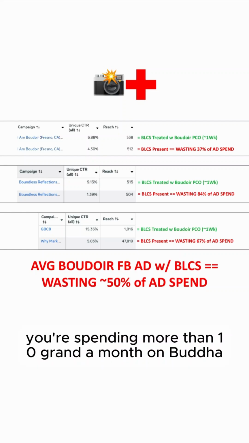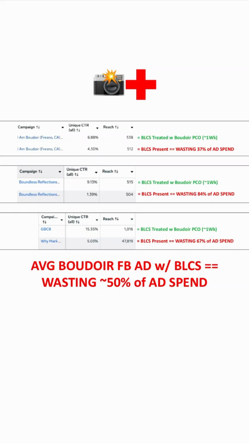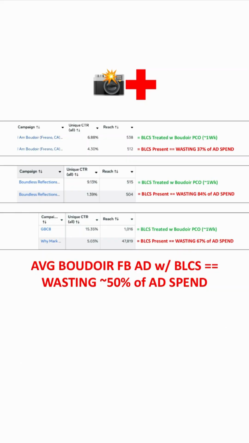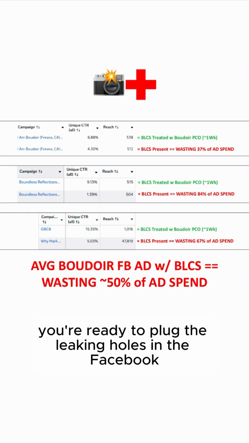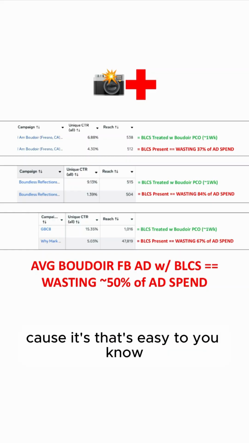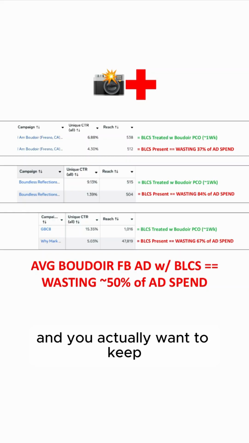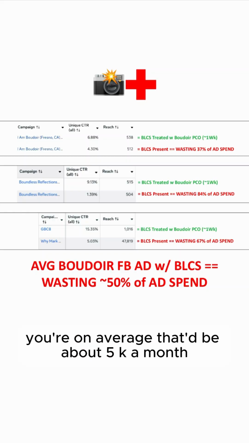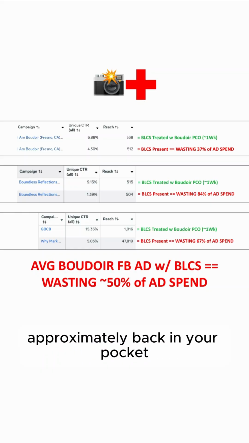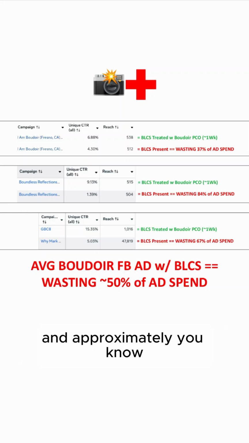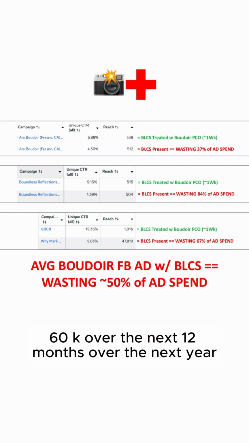you're spending more than 10 grand a month on boudoir Facebook ads, and you decide you need to pull some more profit out of the business. You've optimized other parts. Now you're ready to plug the leaking holes in the Facebook ad strategy, because it's easy to just eliminate the waste, and you actually want to keep more money in your pocket. On average, that'd be about 5K a month, approximately, back in your pocket if you treat with Boudoir Pico, and approximately 60K over the next 12 months, over the next year.